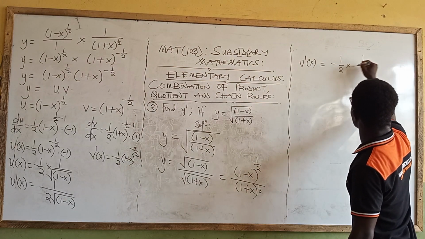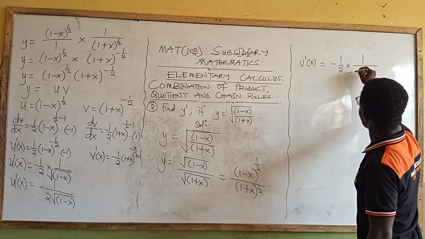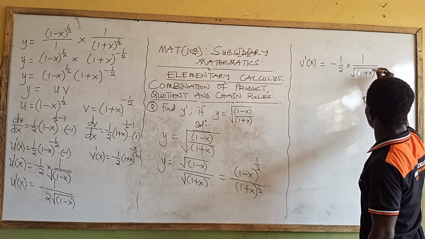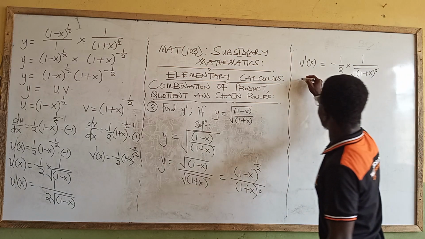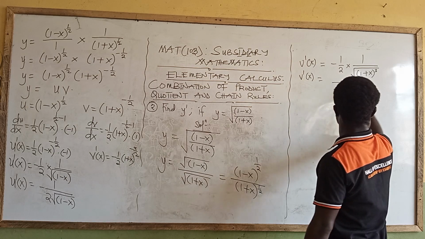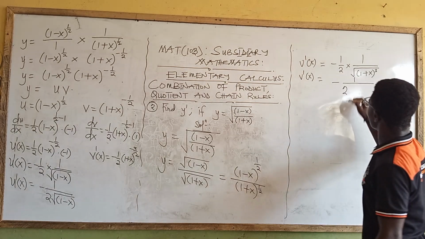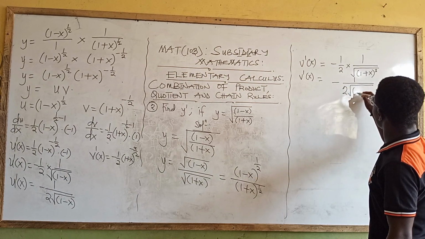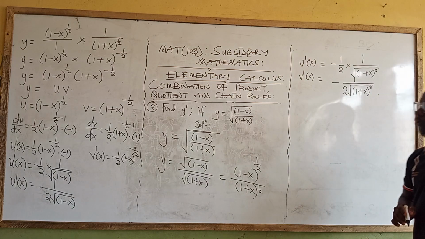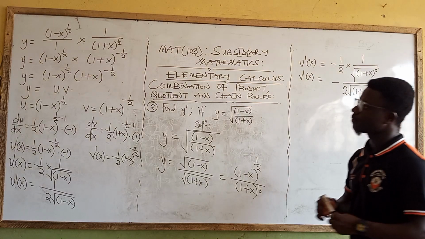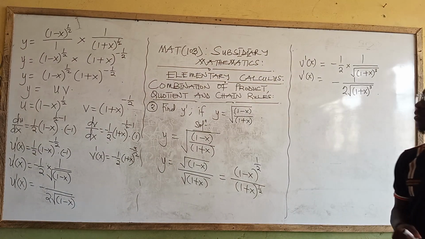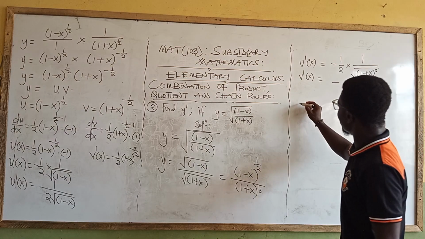So I get 1 over square root of 1 plus x, don't forget, exponent 3. So I get my v prime of x, which must be equal to negative 1 over 2 square root of 1 plus x exponent 3. Right. So now we can substitute that into our dy over dx.